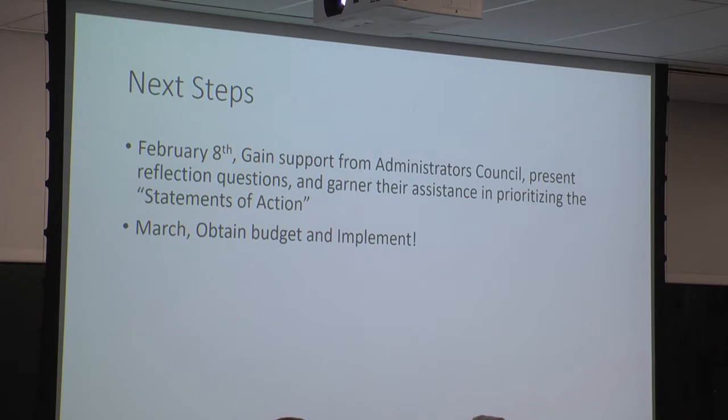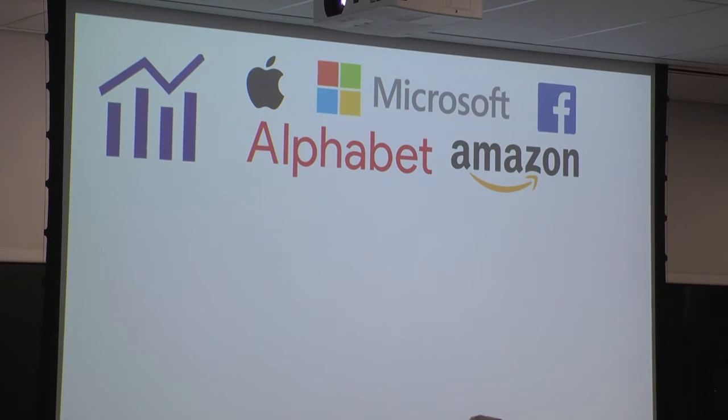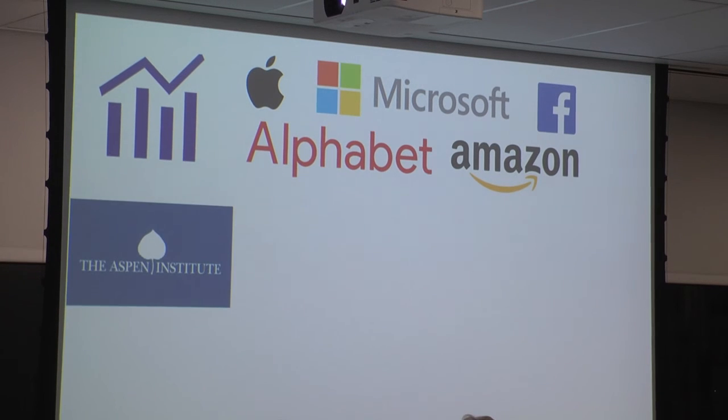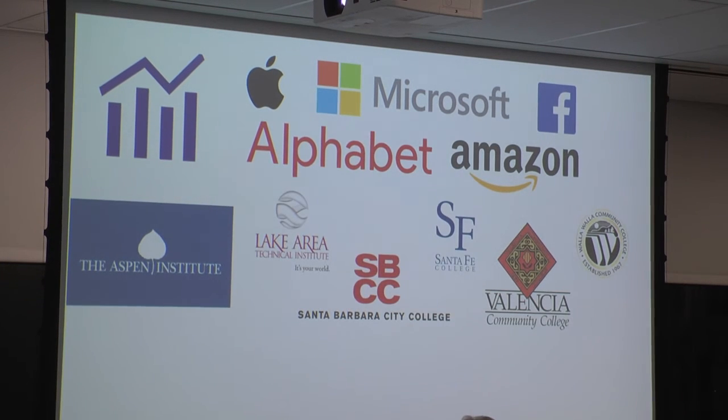But then the step after that is in March to obtain budget and implement those things we have chosen to prioritize. It's this last piece, implementation, that is the difference maker. Because there are many companies out there that understand that technology is important. But the top market capitalization companies have actually done it. There are many colleges that aspire to be an Aspen Award-winning institution, but there are only 5 of them, who, like Paul Bishop from Santa Barbara City College, understand that IT is higher ed and act on it.